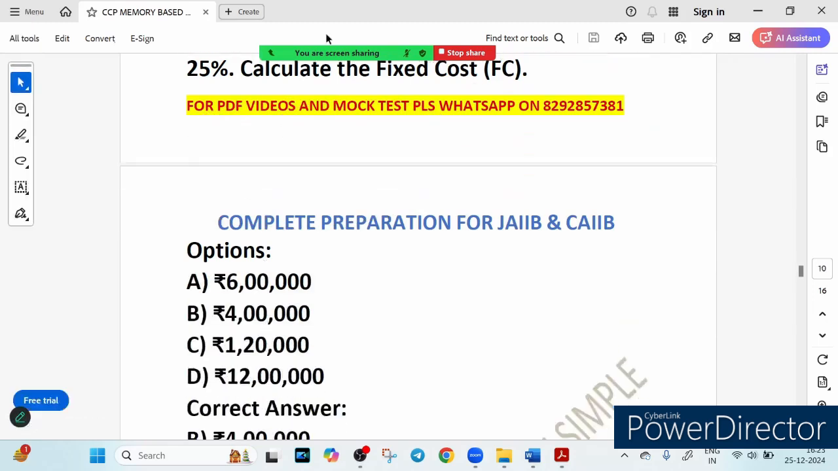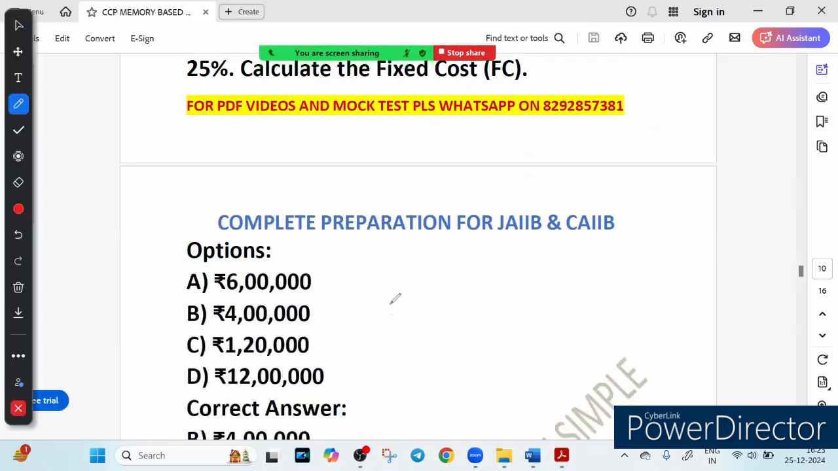So I think no option is given, but let's suppose option number E is there, 3 lakh. So 3 lakh is the correct answer. So let me just again summarize the fact which we have learned in this particular question.